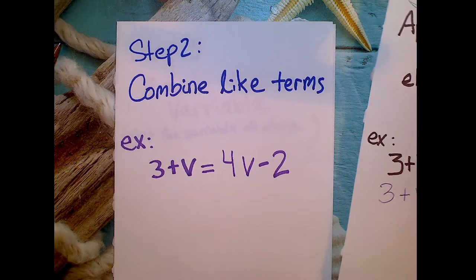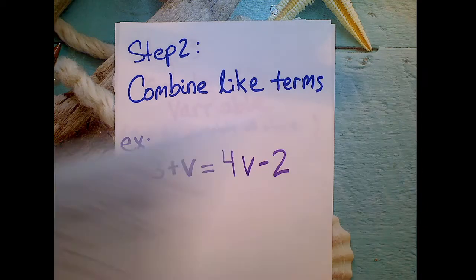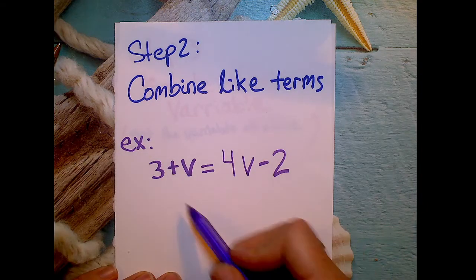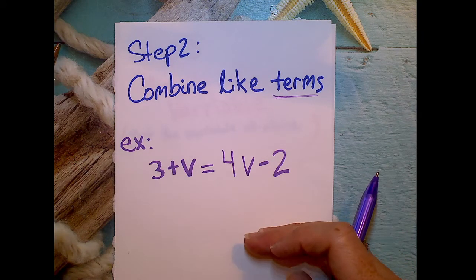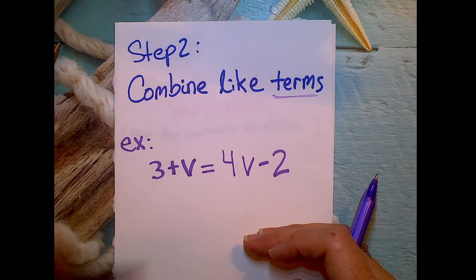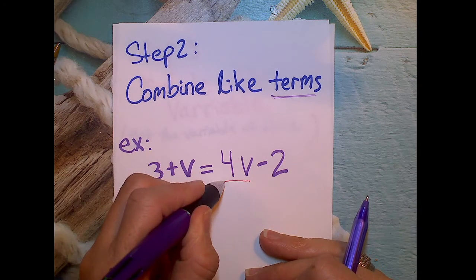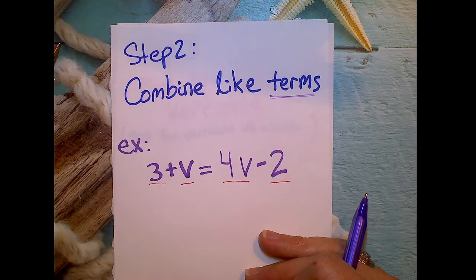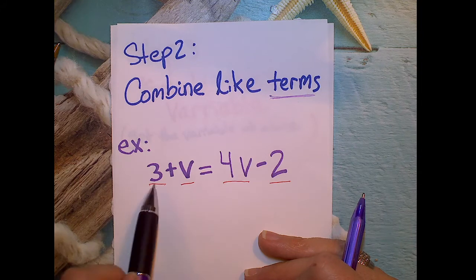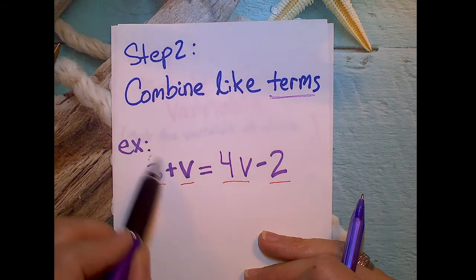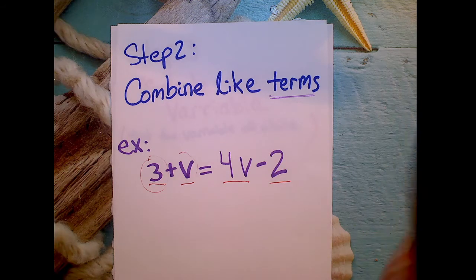Step 2 is combine like terms. Let me teach you how to combine like terms. First of all, what are terms? Let me circle the terms in red. 3 is a term, v is a term, 4v is a term, negative 2 is a term. They are separated by the plus and minus signs. So this equation has 4 terms. Term, term, term. Anyway, let's combine the like terms.